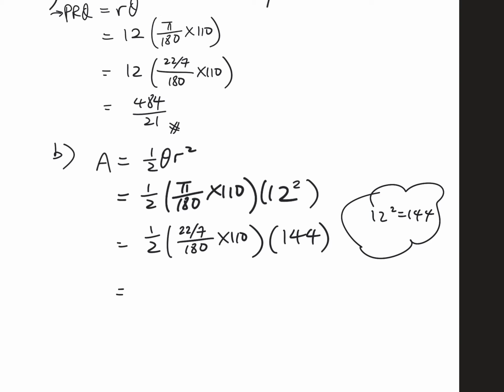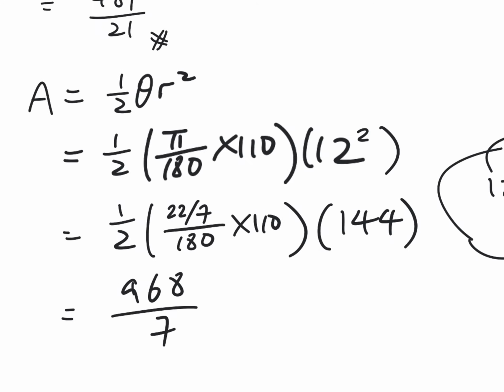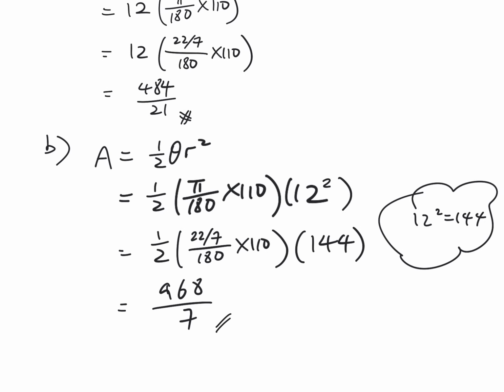Key everything into a calculator, and what I get is 968 over 7. In this case, I'm leaving it as a fraction because pi was given to me as a fraction. So everything really is a rational number, and so I'm leaving it as a fraction. If they said pi is like 3.14, then I would give it as a decimal. In this case, they gave me pi as an exact rational number, so I'm going to give it as a fraction. I don't want to round off.